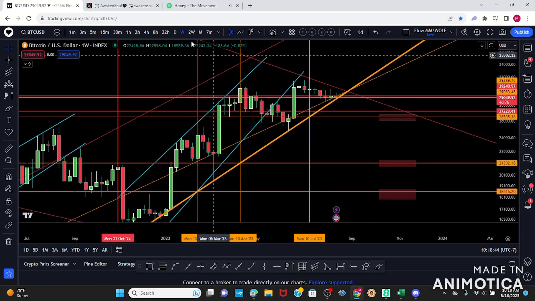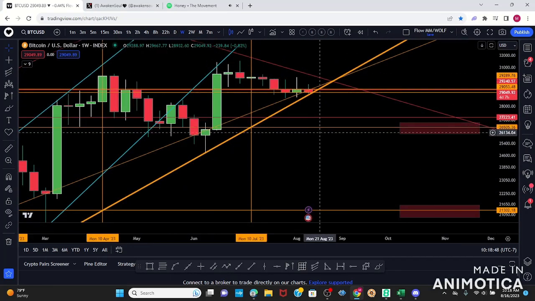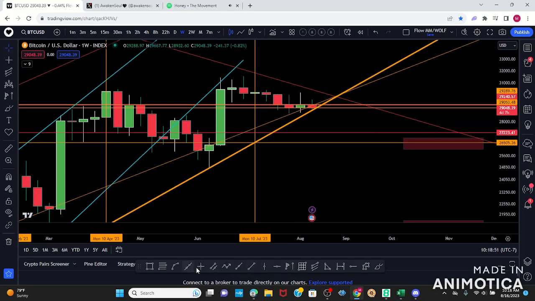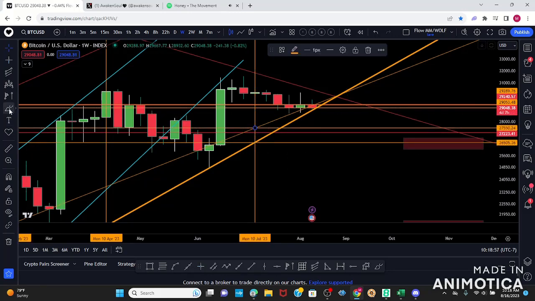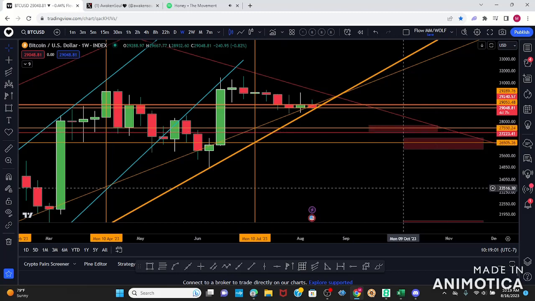So that's what I see right now on the weekly. But remember the line, weekly support. Based on that, this would be my first TP. Okay. Wonderful. This would be my first TP.